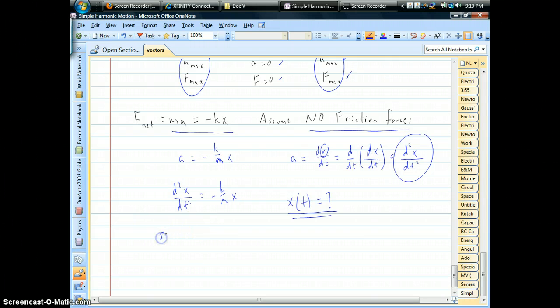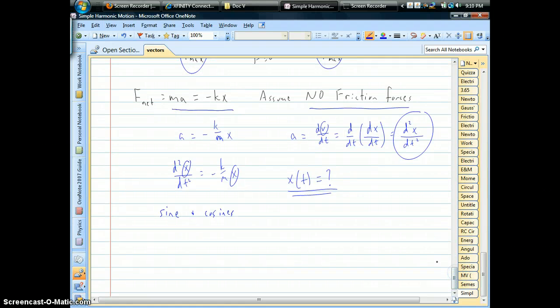Things that could do that are sines and cosines. Another way to think about this, in terms of a mathematician, would be you want a function that you can plug in, and when you take two derivatives, you get the opposite of itself. Sines and cosines satisfy that. So what we can do is try to generate a function, a solution to this.